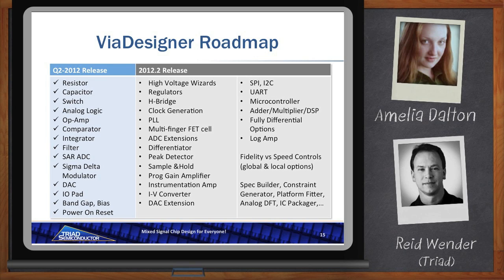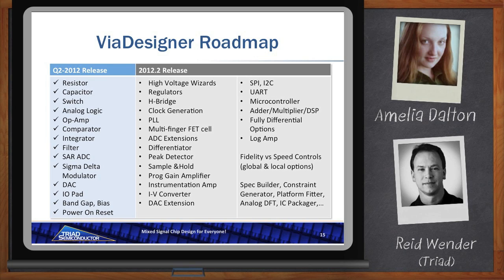Analog switches, analog logic, op-amps, comparators, integrators, filters, ADCs, modulators, DACs, configurable I/O pads, band gaps for generating voltage references, power on resets. Those are all the functions that came out in ViaDesigner when it was originally released. Okay, so what's the schedule look like for this roadmap?